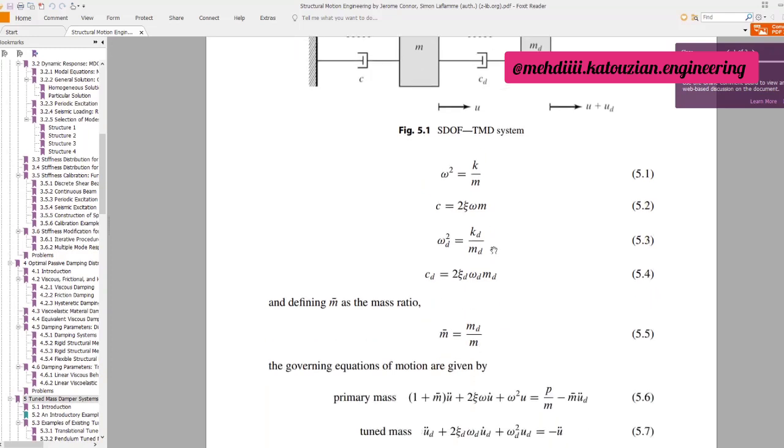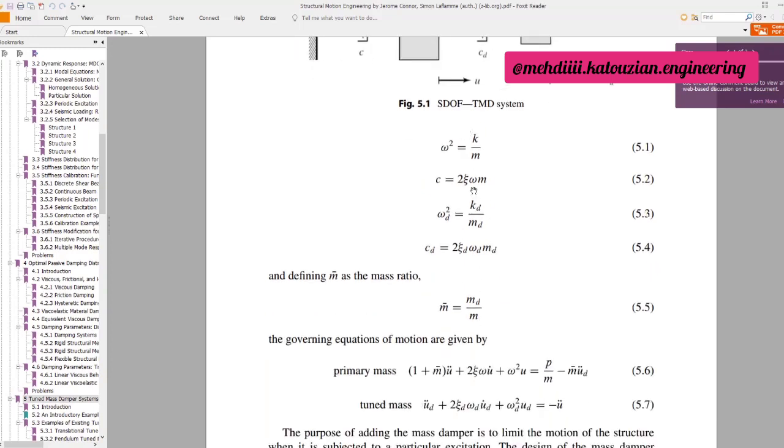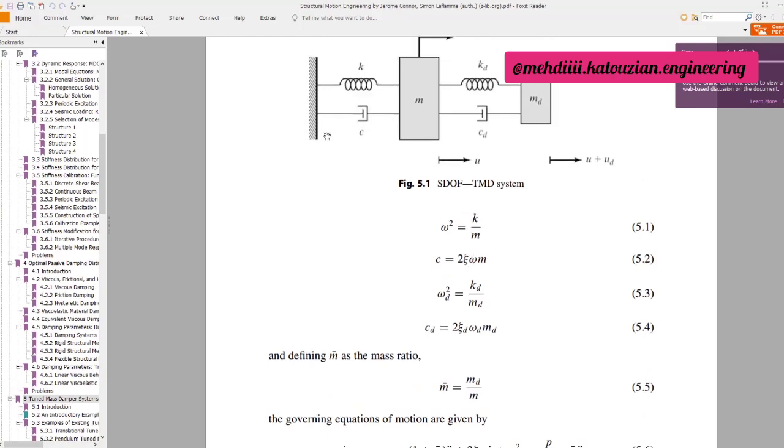This is a long set of equations. You have to determine the frequency and the period of this structure. Then you will find the frequency and period of these masses. Then from this mass you can determine the stiffness required. The stiffness is required to control this mass, and also the damping coefficient.